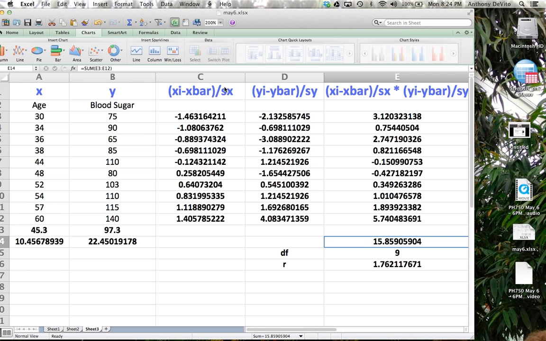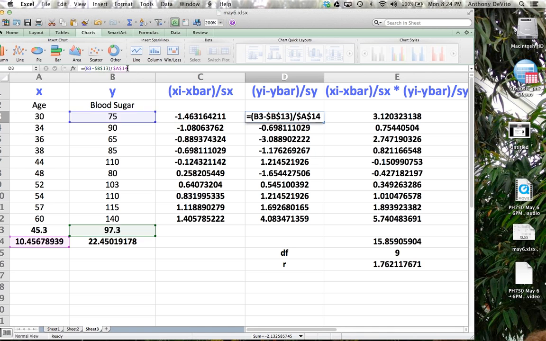Okay, let's see. Standard deviation. 14. And oops, that's the same number, isn't it? Something went wrong there. That's 14. This should be 15. This should be B.